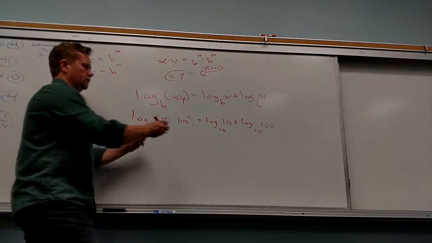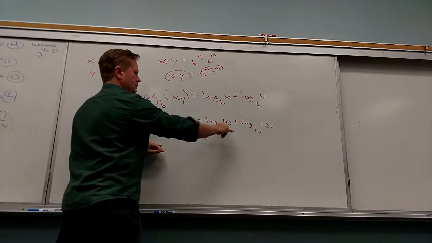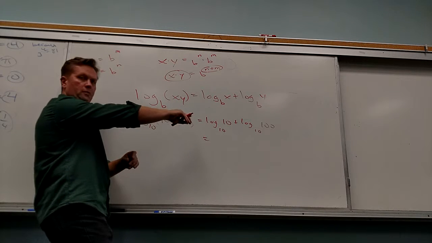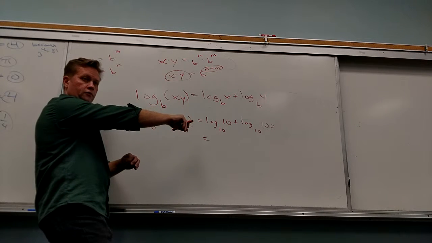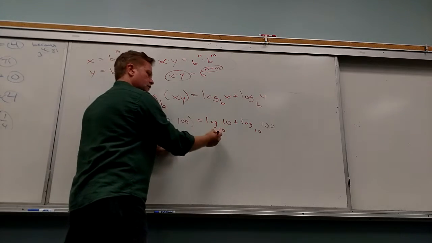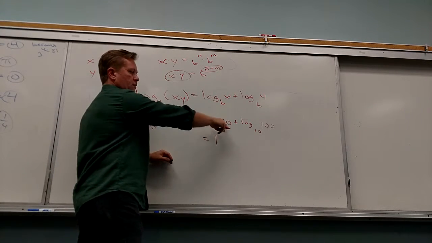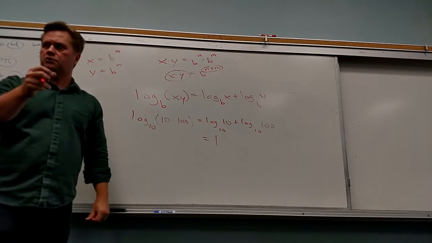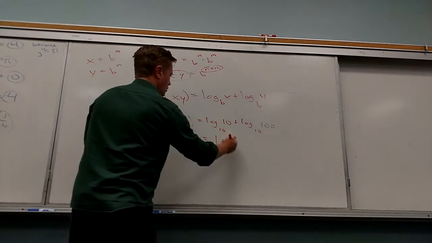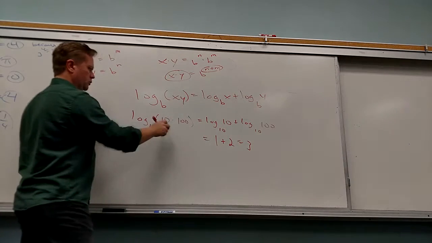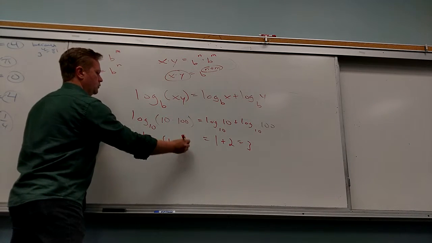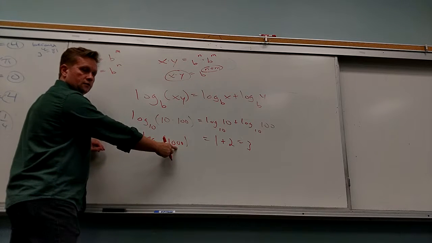Let's check this out. Let's do this side first. What is log base 10 of 10? Careful. Log base 10 of 10 is 1, because I just need one 10 to make 10. What's log base 10 of 100? How many 10s multiplied to make 100? 2. So I better get 3. Let's do this one directly. This is log base 10 of 1,000. What's log base 10 of 1,000? 3.